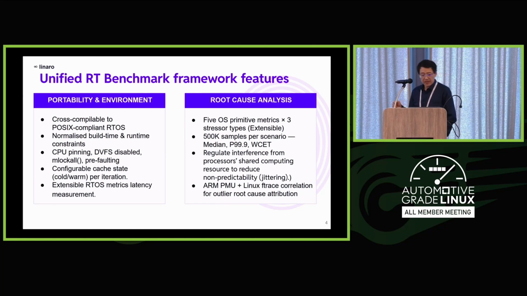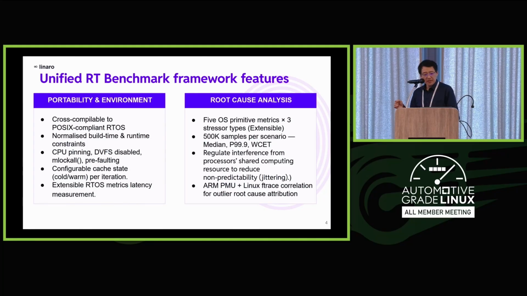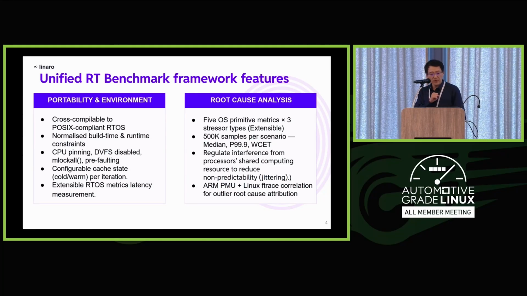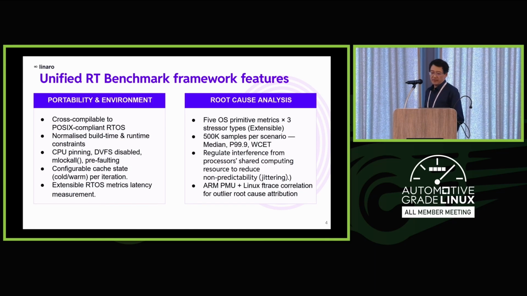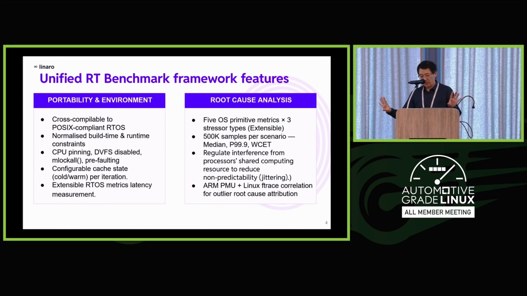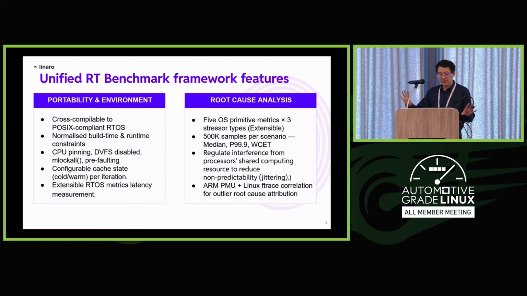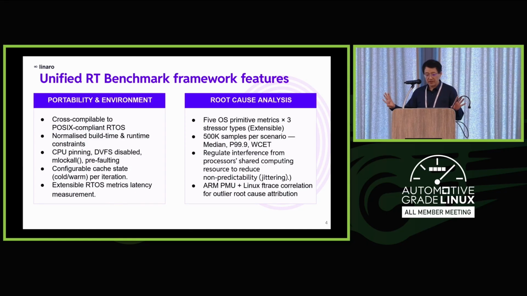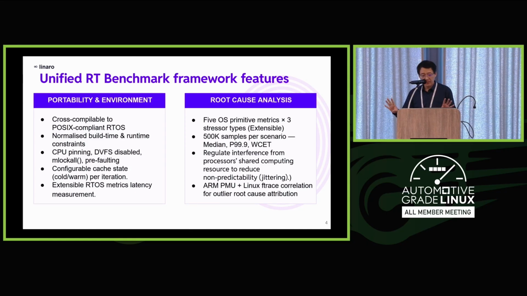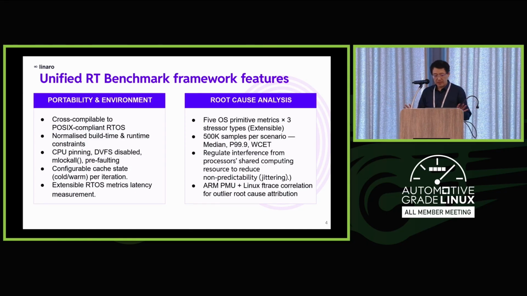And the second thing is, just like cyclictest, we go a little bit a step further. Essentially, we want to normalize build time and runtime constraints. Because if you want to compare different kinds of RTOS, you want to have a constrained environment, so you can compare the results. So this is what we want to be doing.